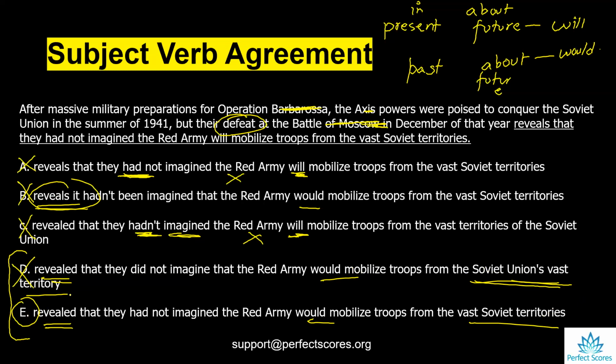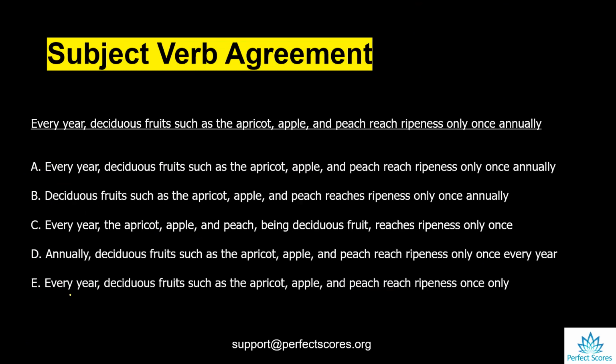So concision, you remember you reach concision only when you're sure that the grammar and the meaning are correct. So you don't go to concision first before going to grammar and meaning. So let's solve another question on subject-verb agreement. I think this one is going to be a little easier, so I'm going to give you less time for this. Okay.